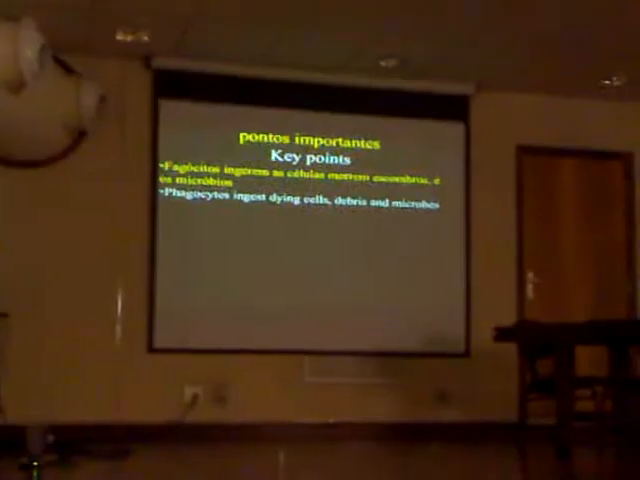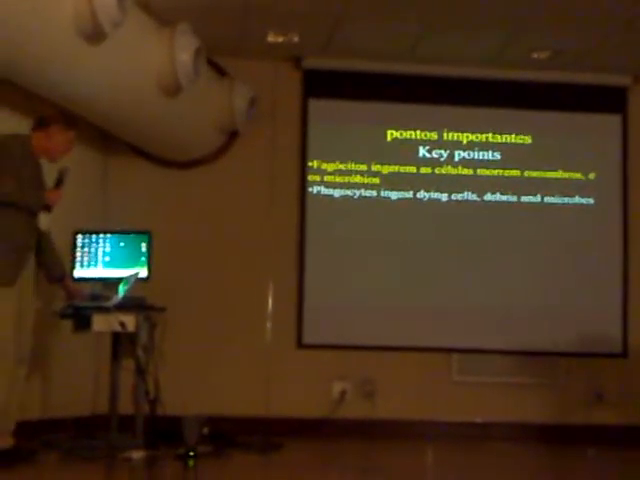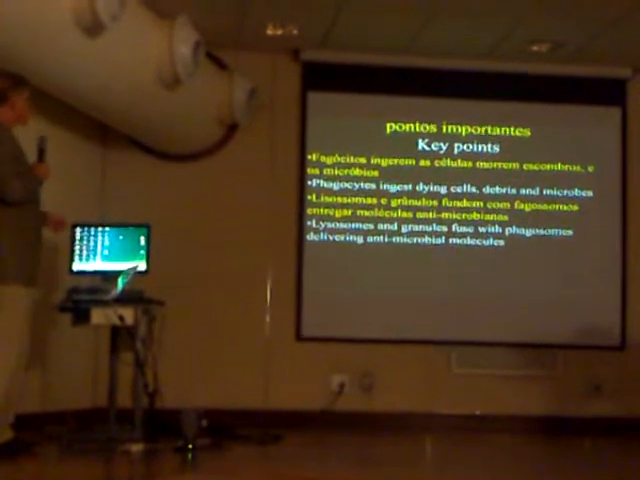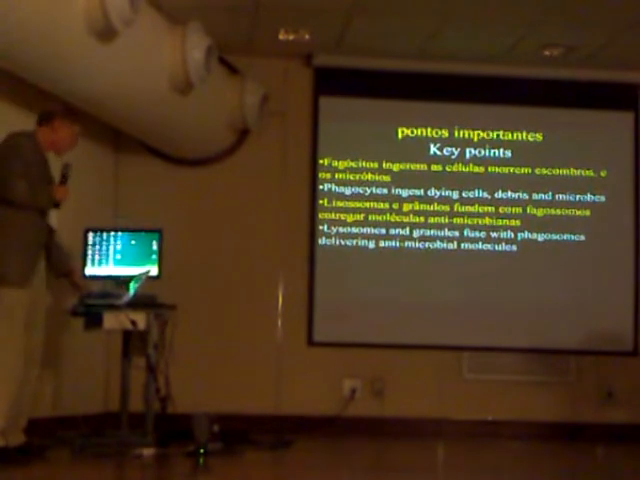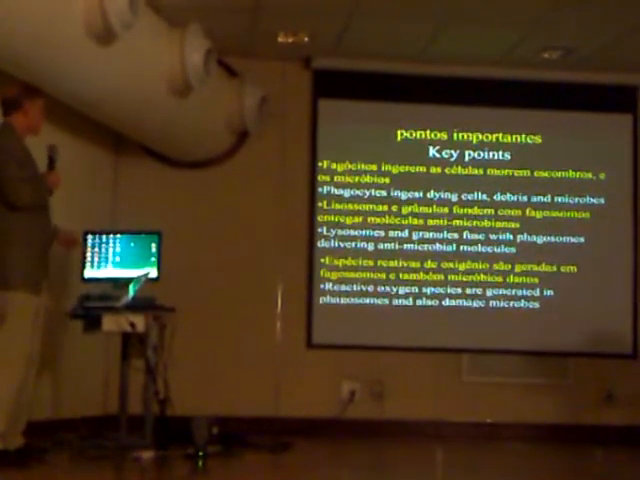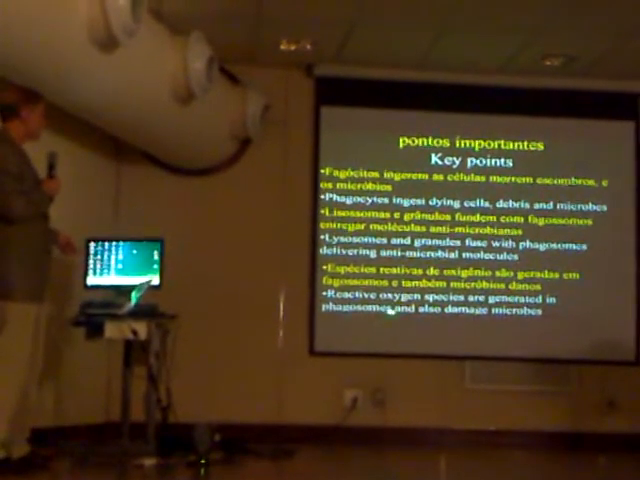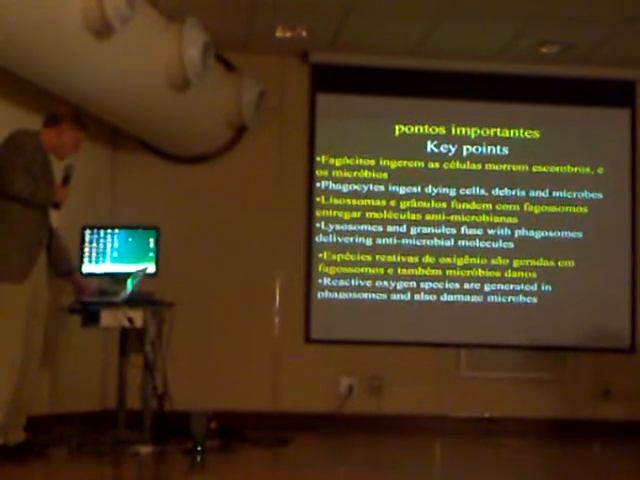So key points here: phagocytes digest dying cells, debris, and microbes. Lysosomes and granules then fuse with the phagosomes, delivering antimicrobial molecules. Reactive oxygen species are generated in the phagosomes and also damage the microbes.